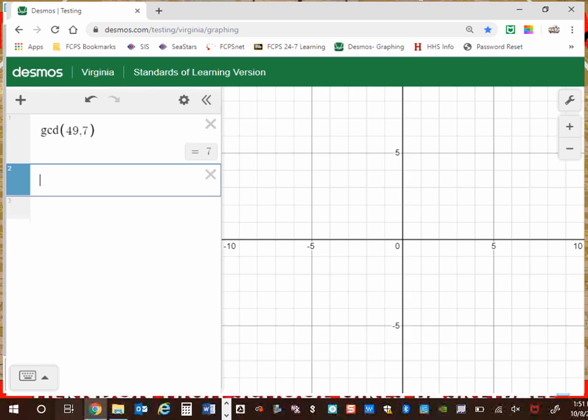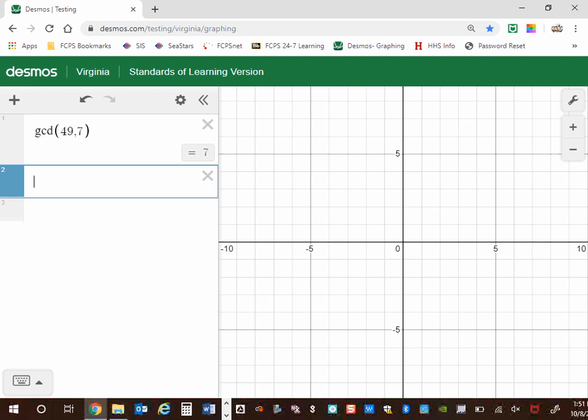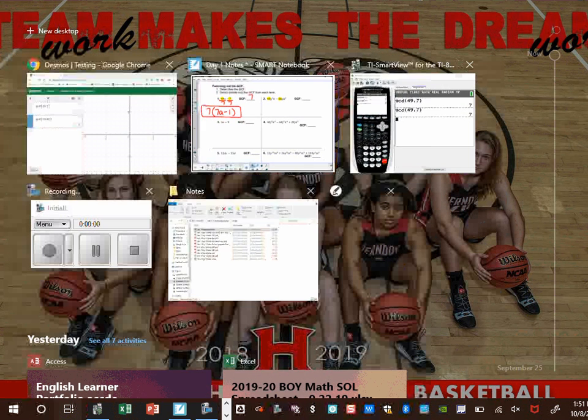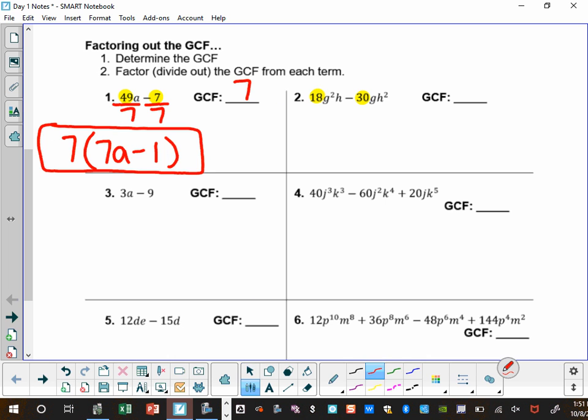So if I do Desmos, because that's just easier, I type in GCD, and it was what, 18 and 30? You guys get 6? All right, good. So that tells me that my answer here is 6.